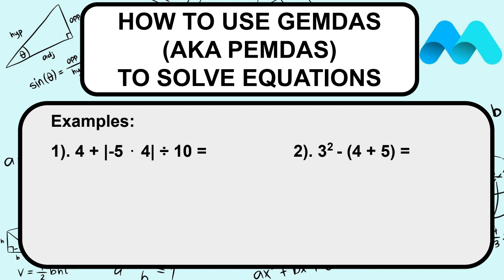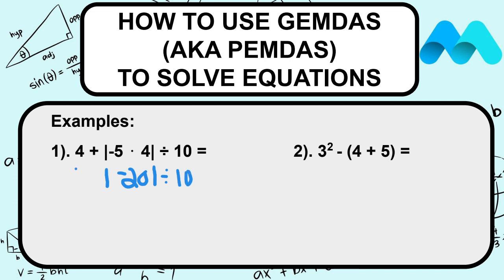Okay, so first step, I want to bring down the absolute value bars. This way I don't forget them. And -5 times 4, that's a negative times a positive, that's going to be negative, and it's -20. All right, and now I bring down the rest of the equation.